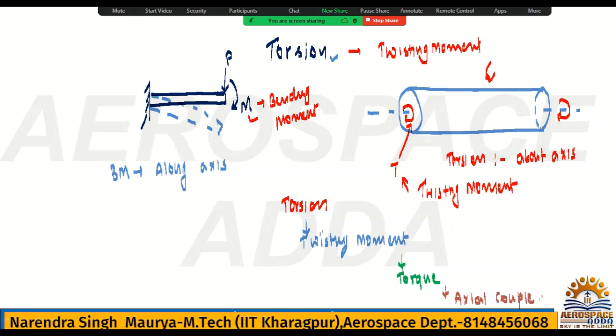So if you say torsion or torque or twisting moment, it is basically for the structural member which has a circular cross section. And a shaft is basically a circular cross section member. So all the analysis you will do here is for the shaft. All right, hope this one is clear to everybody.